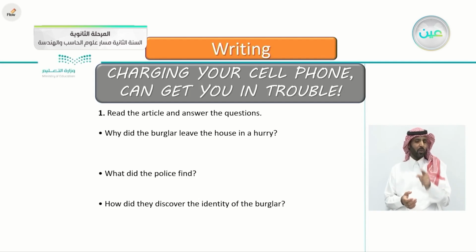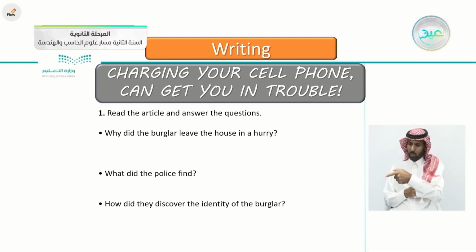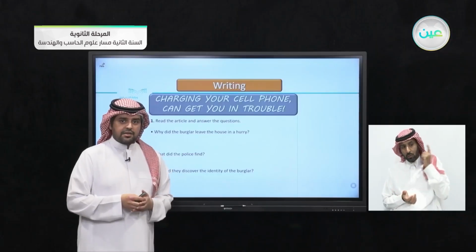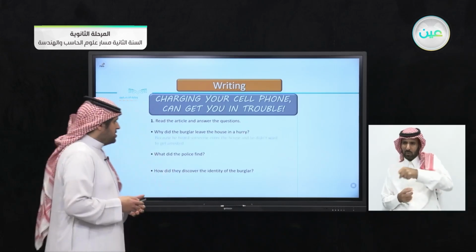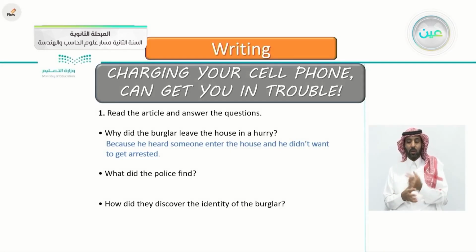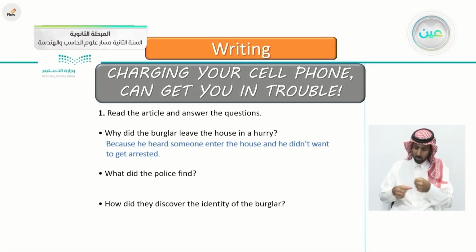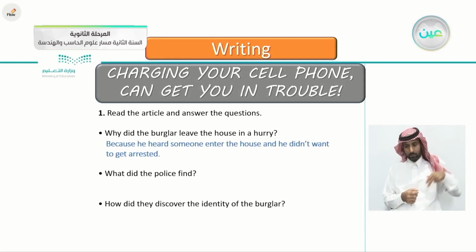Why did the burglar leave the house in a hurry? Why was he running? Yes, because he heard someone enter the house and he didn't want to get arrested. Because while he was searching for things in the house, he heard someone coming into the house. Of course, they were the owners of the house. That's why he jumped out of the window quickly, because he wants to avoid getting arrested or caught, which of course happened to him later in the story.